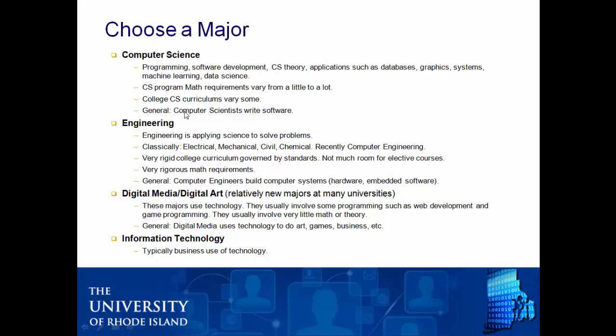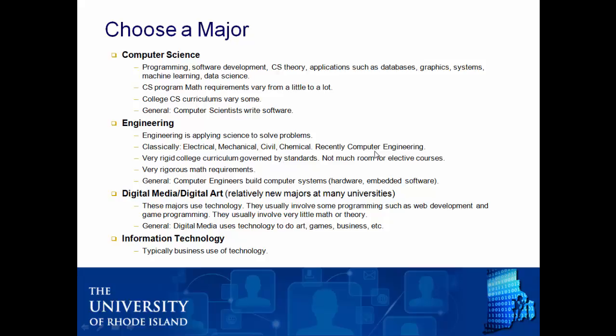So again, computer science is more about learning software. Computer engineering is more about learning how the hardware works. Although computer engineers do learn to program, and computer scientists do learn about computer systems. Engineering colleges classically have several engineering majors: electrical engineering, mechanical, civil, and chemical. And recently, most colleges have added computer engineering.